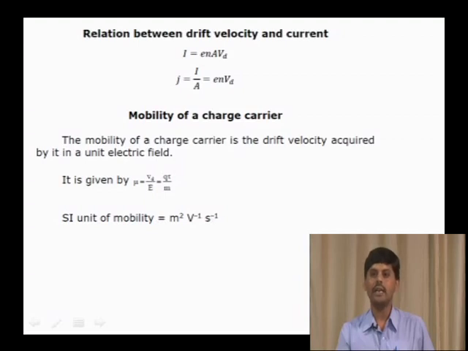So next we will pass on to the mobility of the charge carriers. Mobility of the charge carriers is the drift velocity acquired per unit electric field, that is mu is equal to Vd divided by E. In different forms we can write mobility also. The SI unit of mobility is meter square per volt per second.